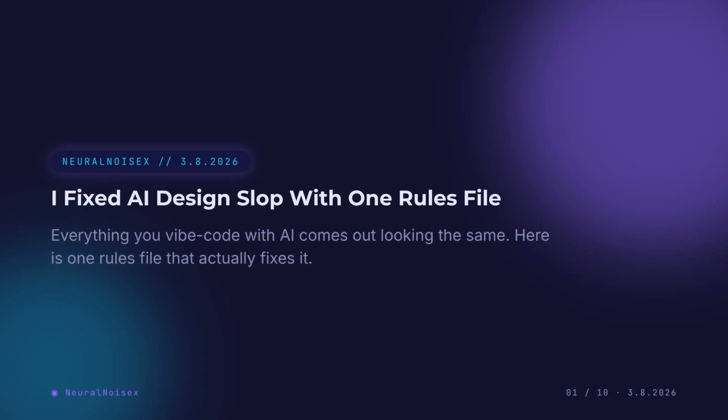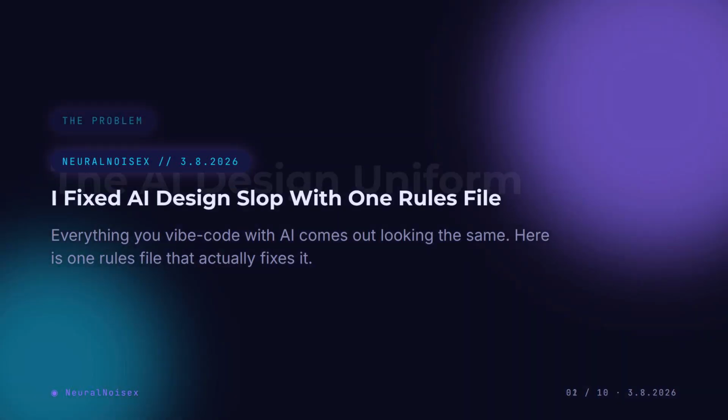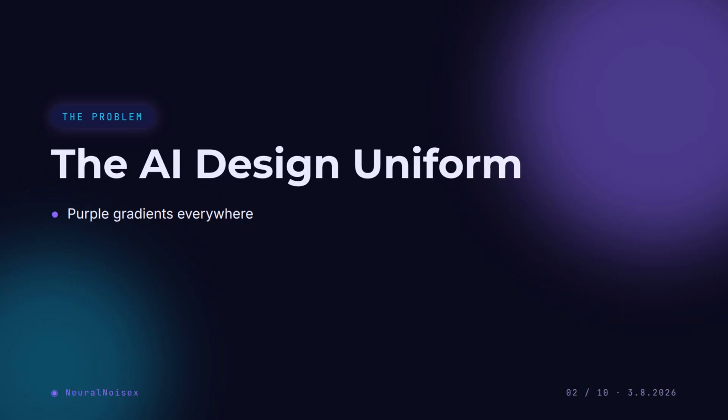Everything you vibe code with AI comes out looking the same. Here is one rules file that actually fixes it. If you have ever vibe coded a landing page with an AI coding agent, you have seen the pattern.